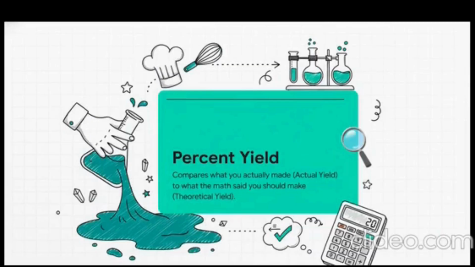And just like in the kitchen, sometimes things go a little wrong. Maybe you spill something or the reaction doesn't go to completion. That's where percent yield comes in. It's a super simple comparison of what you actually made in the lab versus what your recipe, the math, said you should have made. It's basically a report card for how well your reaction went.